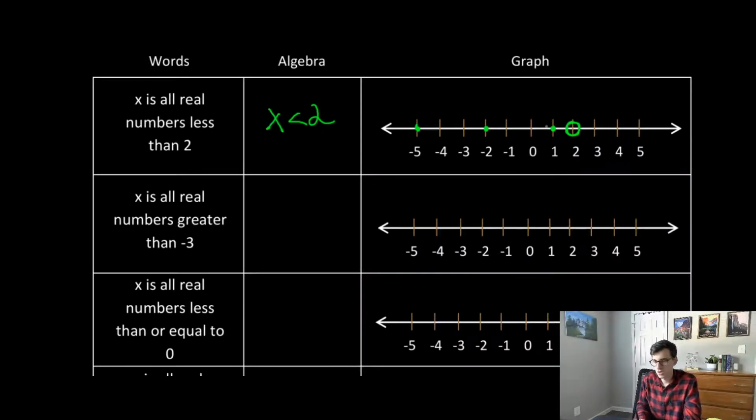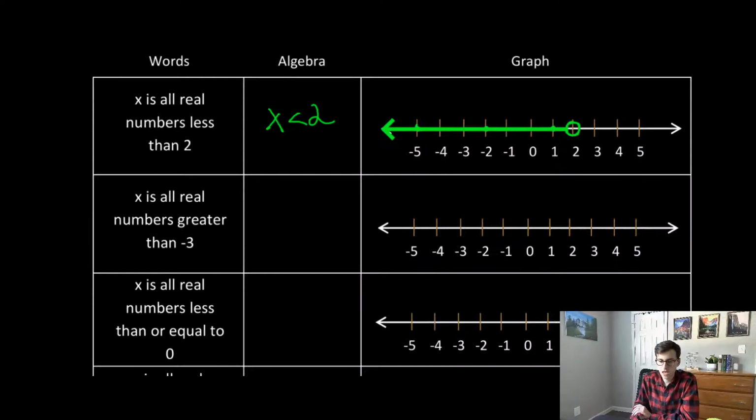So, I cheat a little bit by using my line tool, but so we start here and we go this direction. And that's how you show that it's all the numbers less than 2. Open circle at 2 and an arrow covering, a line covering all those numbers. Because then any point on that line would be less than 2.